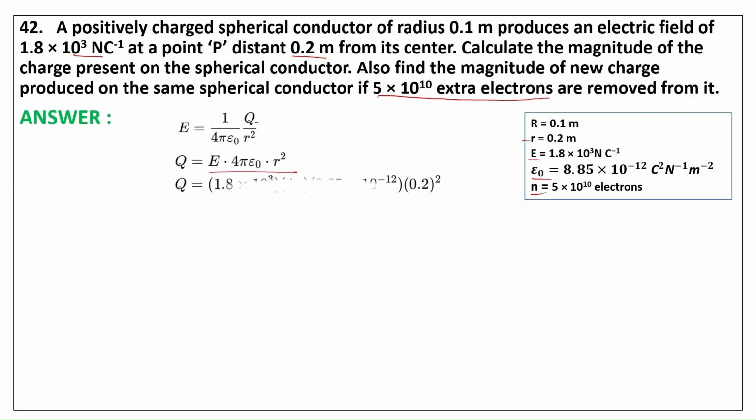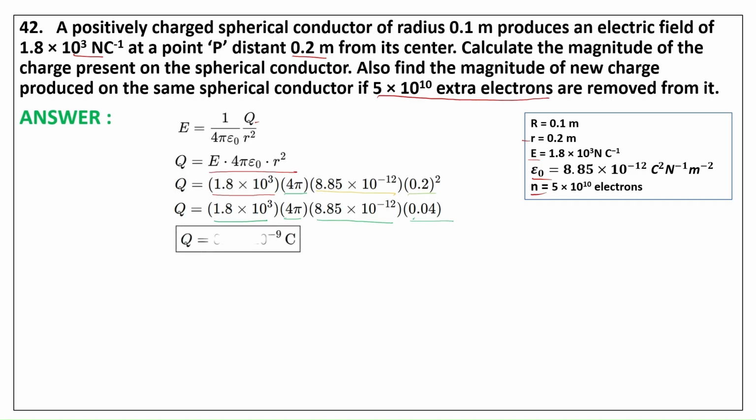Substitute values in above equation. Therefore, Q is equal to 1.8 into 10 to the power 3 into 4 pi into 8.85 into 10 to the power minus 12 into 0.2 square. That is, Q is equal to 1.8 into 10 to the power 3 into 4 pi into 8.85 into 10 to the power minus 12 into 0.04. On simplifying we get Q is equal to 8 into 10 to the power minus 9.